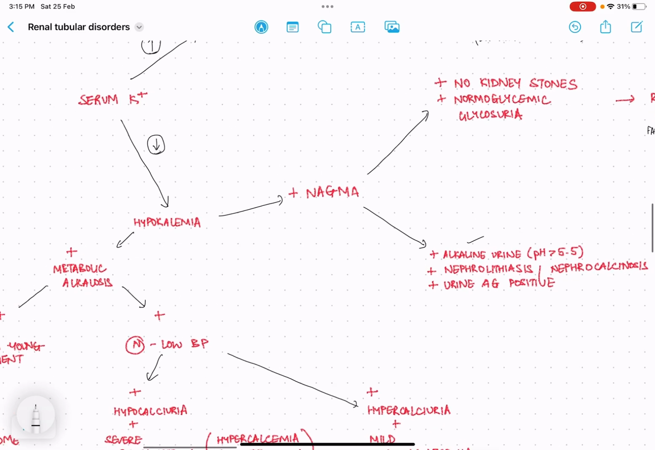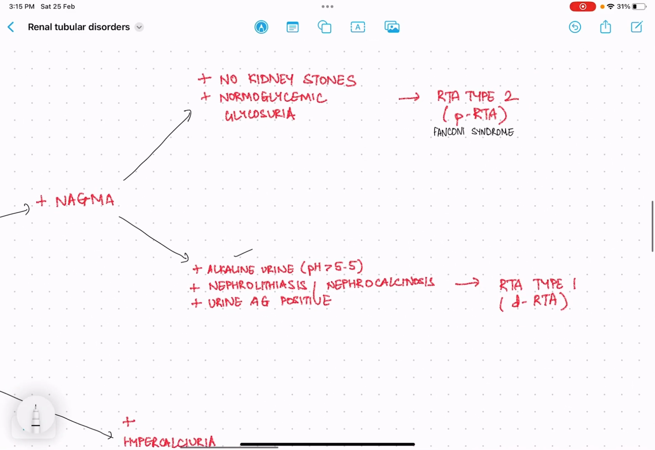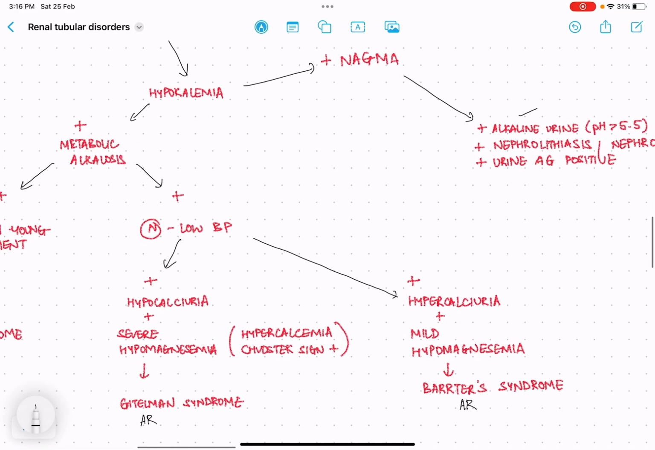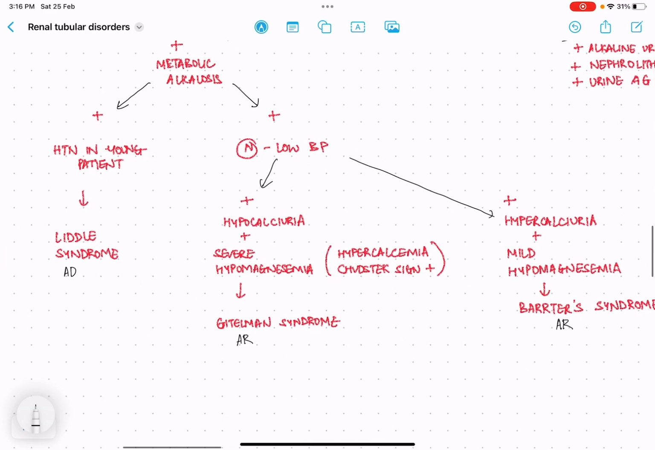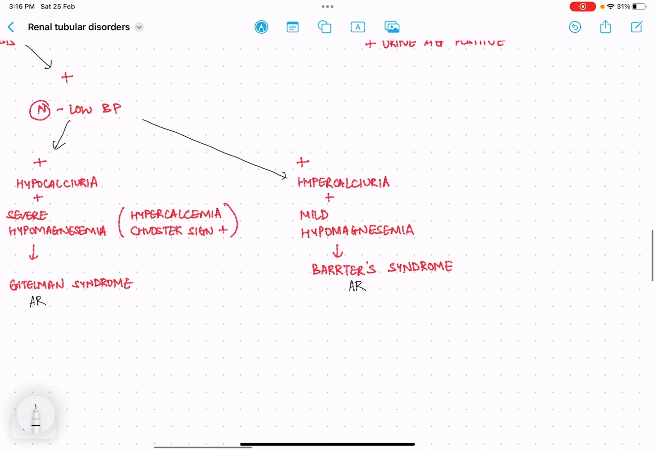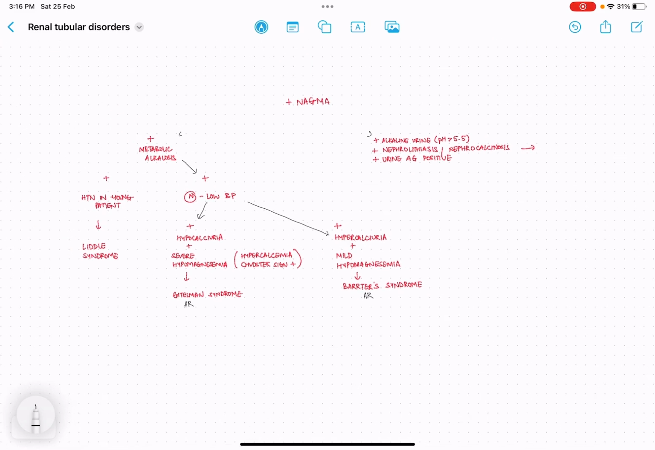Then hypokalemia with a normal anion gap metabolic acidosis with alkaline urine, renal stones, urine anion gap positive means distal RTA or RTA type 1. No kidney stones and normoglycemic glycosuria means Fanconi syndrome or proximal RTA, which is RTA type 2. With hypokalemia, if there is metabolic alkalosis and hypertension in a young patient, Liddle syndrome, autosomal dominant. Normal to low BP with hypocalciuria, hypercalcemia, severe hypomagnesemia, Gitelman syndrome. And hypercalciuria and mild hypomagnesemia is Bartter syndrome.